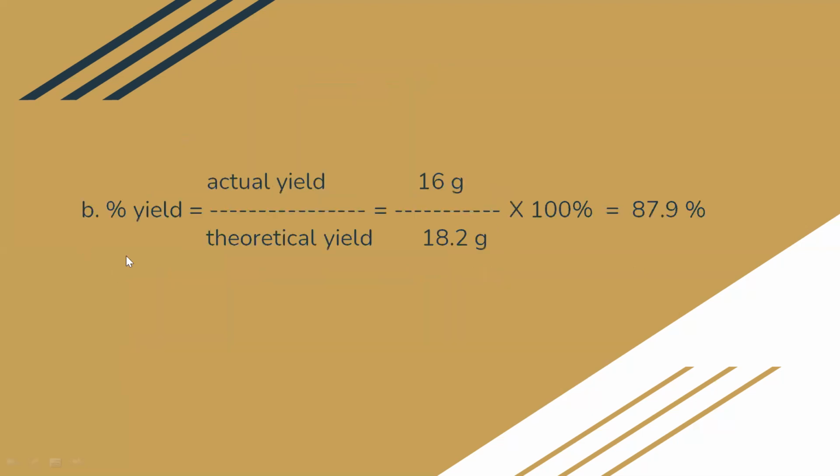However, for letter B, what we're going to do is get the percent yield. So that is the actual yield over the theoretical yield. The actual yield is 16 grams over 18.2 grams times 100%. So the percent yield is 87.9%.